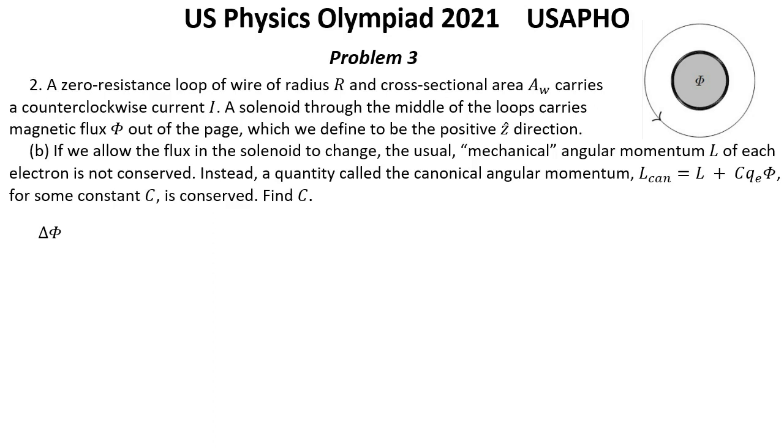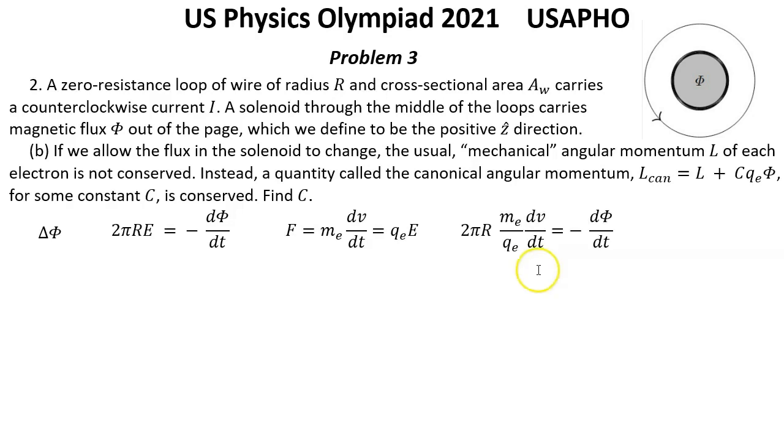By Faraday's law, there is an induced electric field resulting from the change in magnetic flux, which is EMF equal to 2 pi r E equal to negative dF over dt, where E is the induced electric field. The electric field results in force, mass of electron multiplied by dV over dt, which is equal to QE, the charge multiplied by the electric field. So using the expression for electric field, we can find that the change of speed is proportional to the change of magnetic flux.